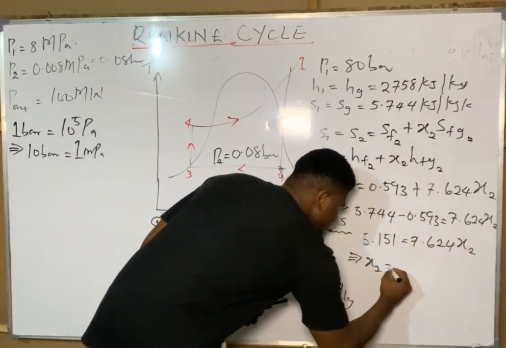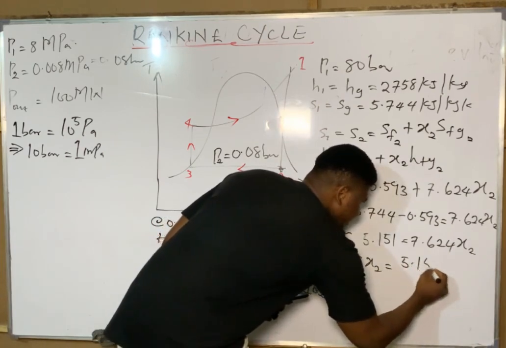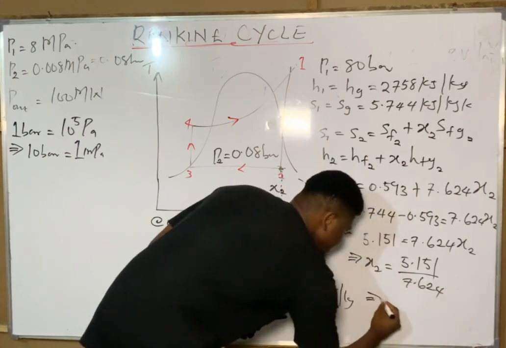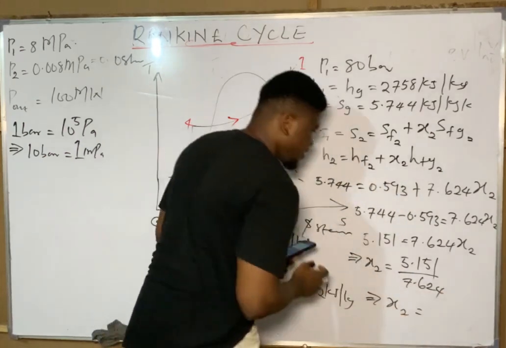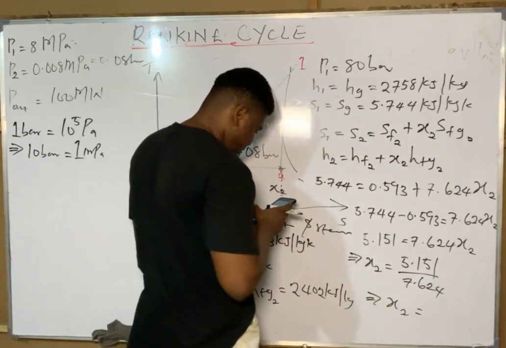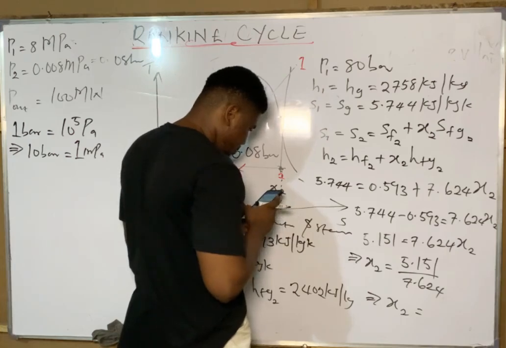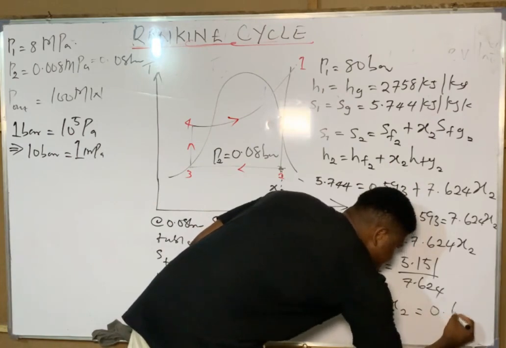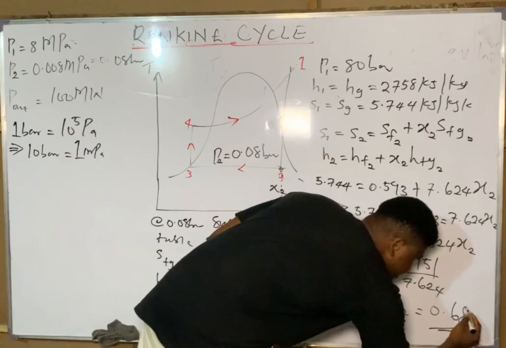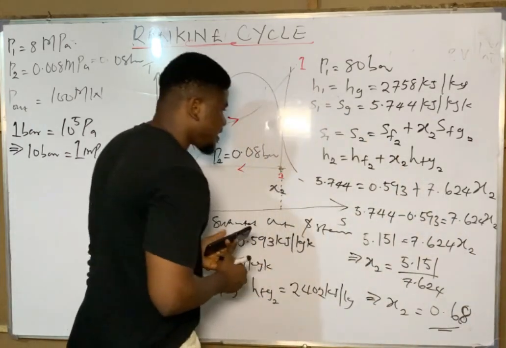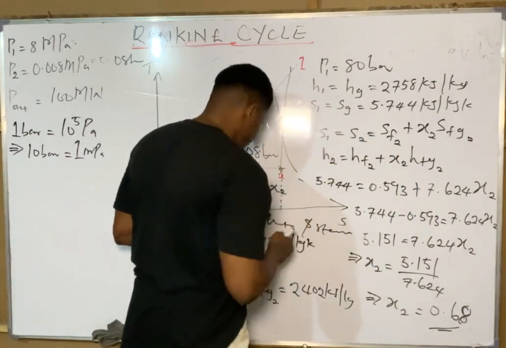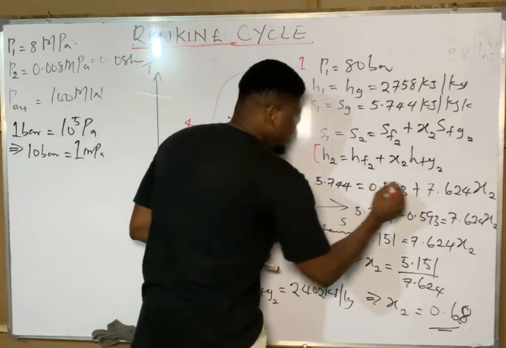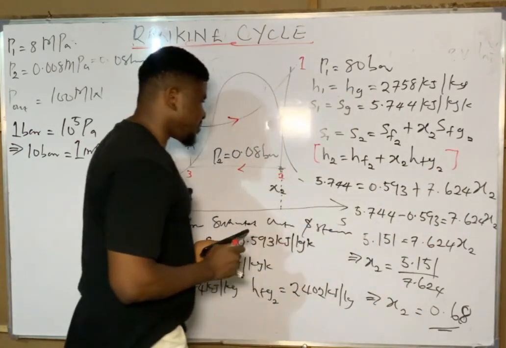This implies x2 equals 5.151 divided by 7.624. This implies that the dryness fraction at state 2 is 5.151 divided by 7.624. So that gives us approximately 0.68. So this means that the dryness fraction at that point is 0.68. So if we know the dryness fraction, we now plug into this equation to find our second enthalpy, H2.